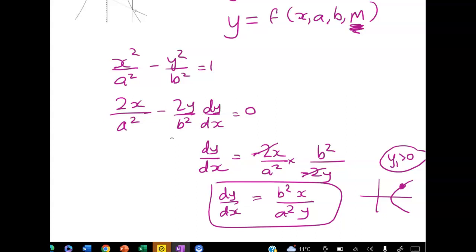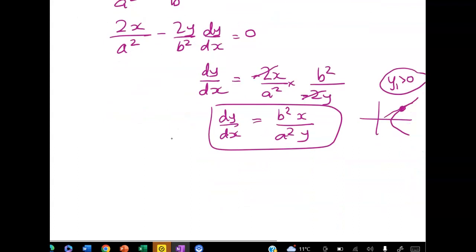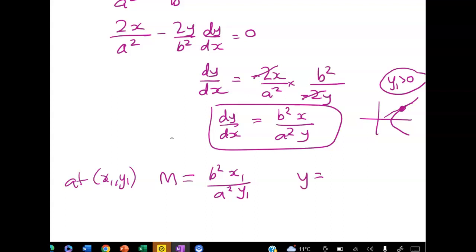Right, so what can I say now? Well, we're interested in the tangent at a particular point. So M is at the point x1, y1. So what is it? M is equal to b squared x1 over a squared y1. And we want to end up, remember, with my equation y is equal to blah, blah, blah, and it's going to depend on a, b, and m and x.